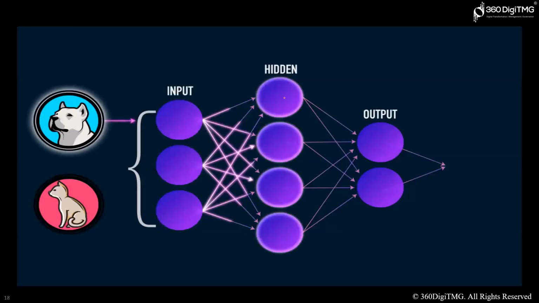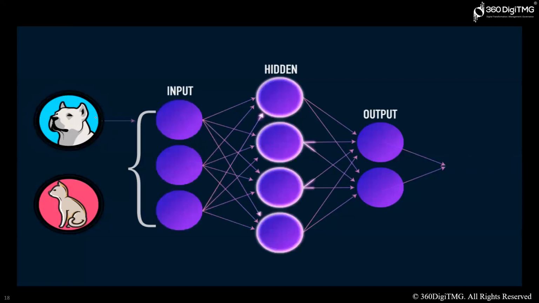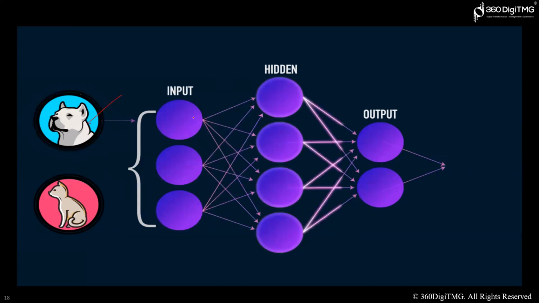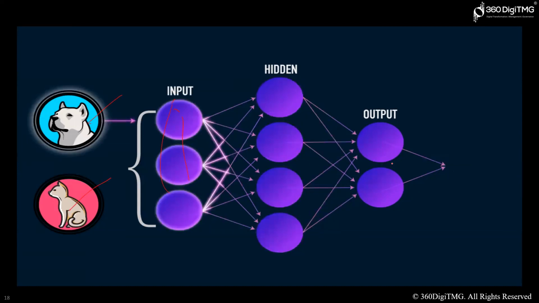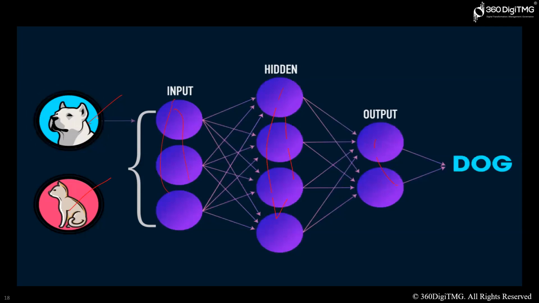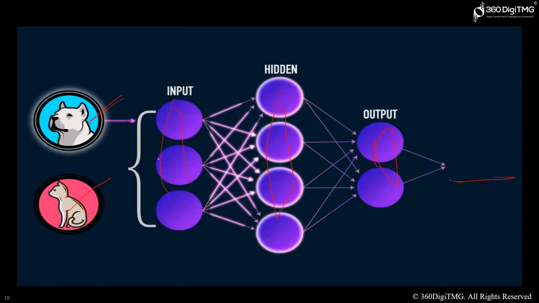So this is just a basic, simple example. We have two inputs, that is a dog and a cat. It goes into the input layers, then into the hidden layers, and then the output layers, and it gives out this output as dog. So now let's quickly look into the code.